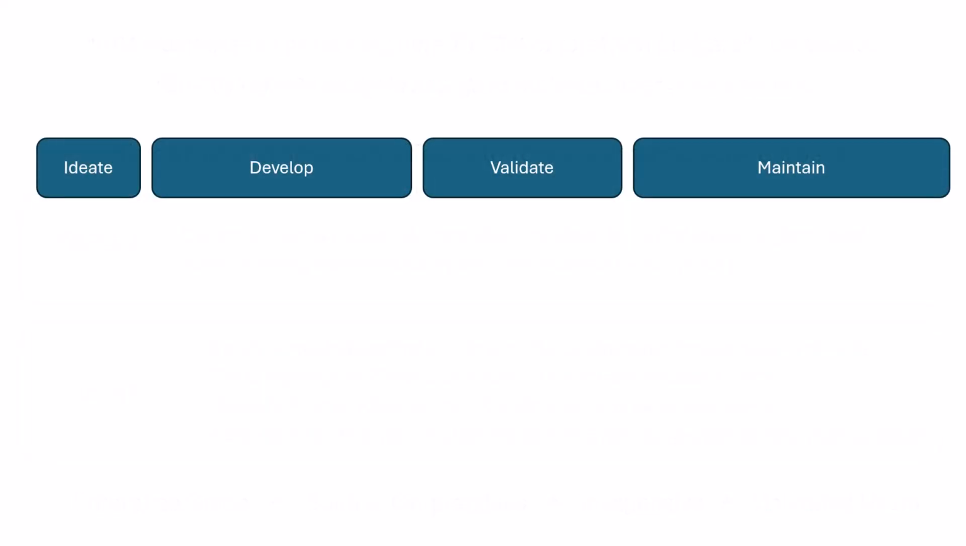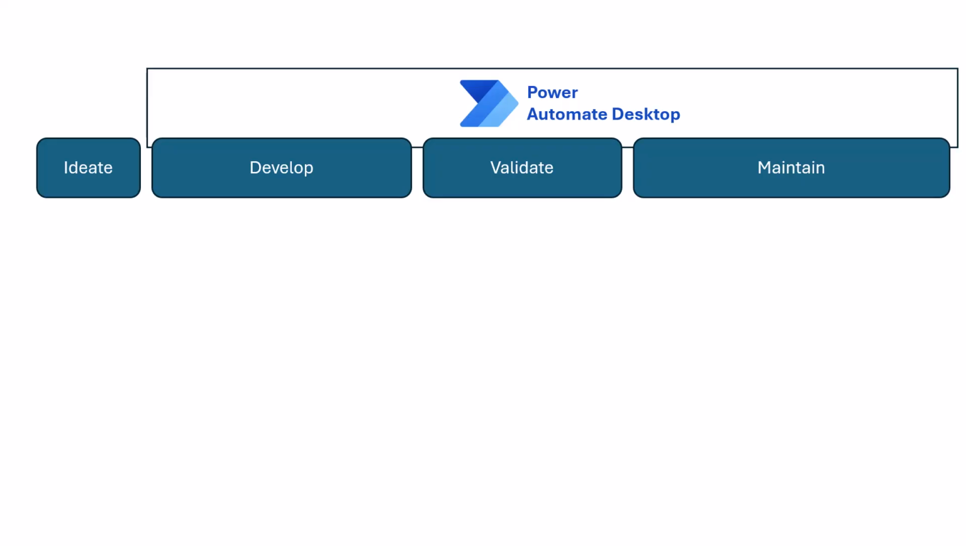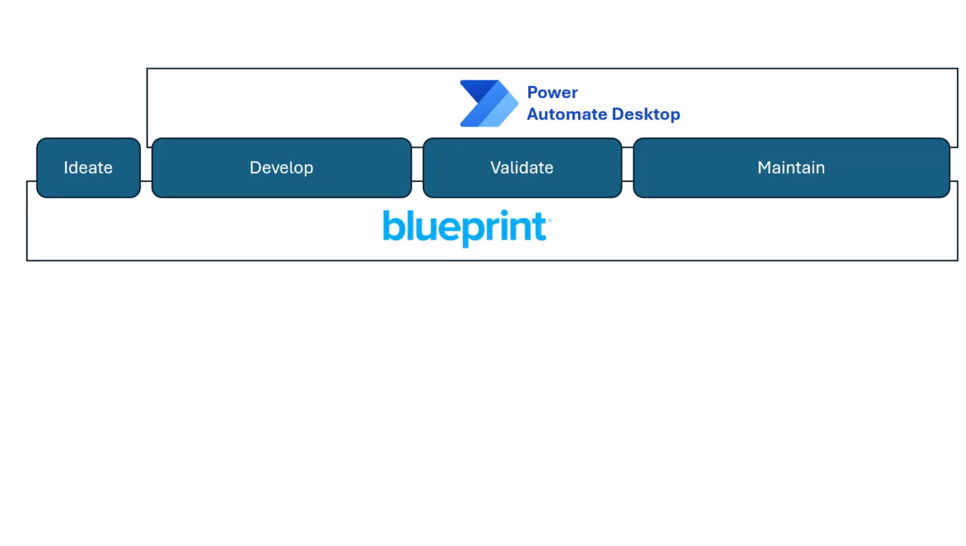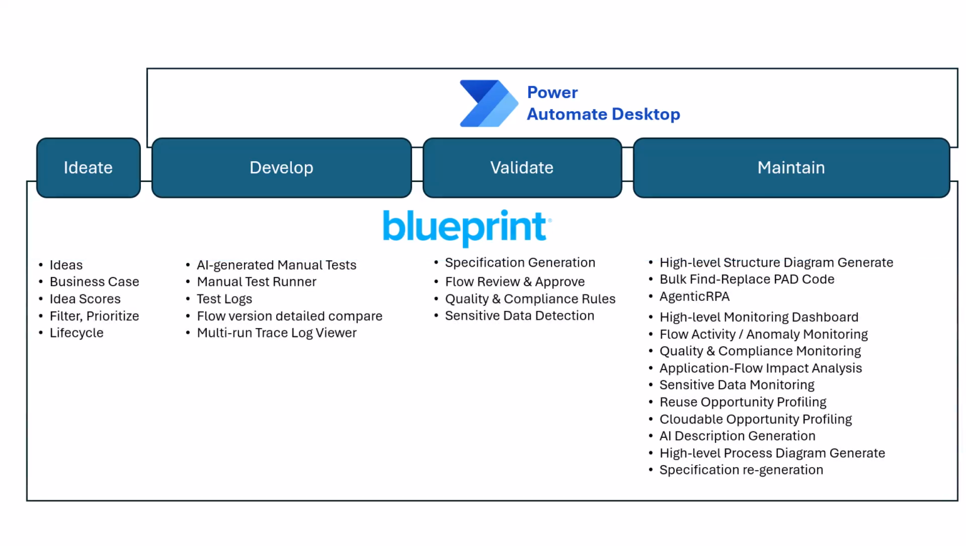At a high level, the RPA lifecycle includes ideating on what automations get built, developing and testing them, validation activities to ensure they're safe and compliant before going into production, and maintaining them throughout their operational life. The PAD application doesn't really support ideation and business casing, but does all the rest. And as mentioned, Blueprint complements PAD, so it starts with ideation and then fills in feature gaps throughout the rest of the lifecycle.